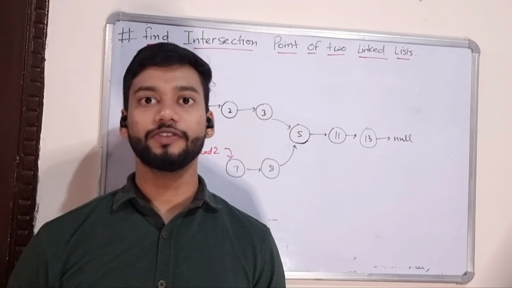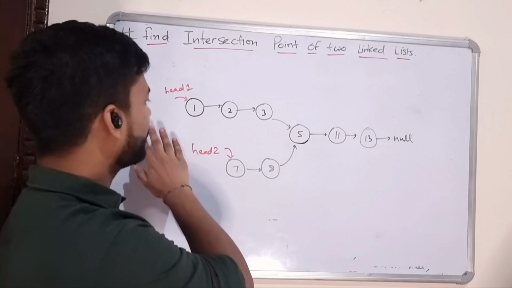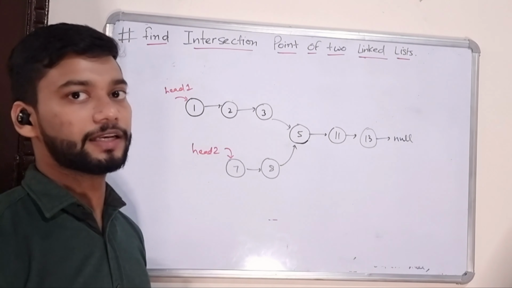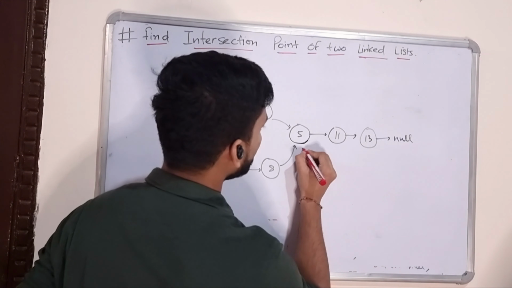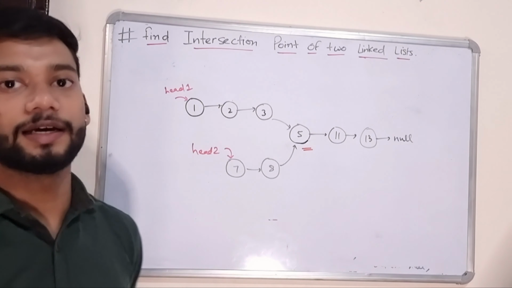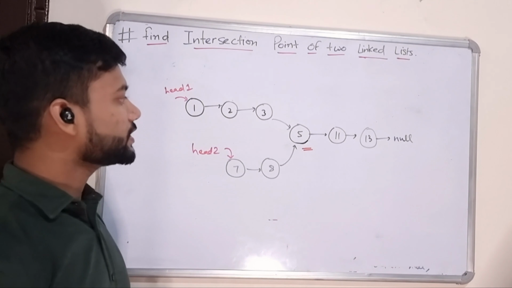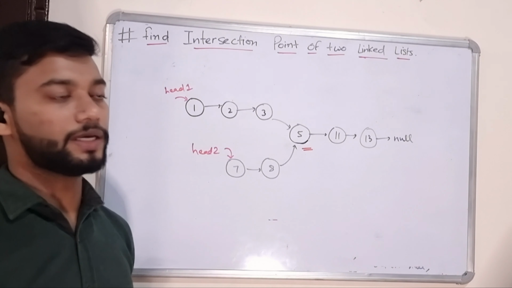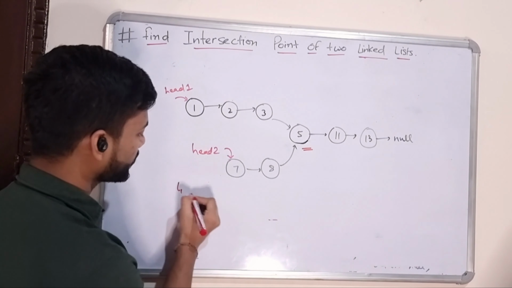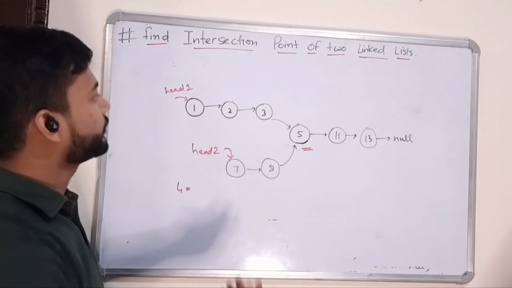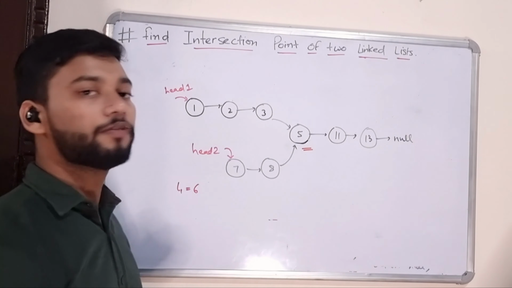To find the solution of this problem, first let's try to understand what we need to implement. We are given two head pointers of two different linked lists, and we need to find the first common node of these two linked lists. That will be our intersection point. To find the first common node, first we will calculate the length of the first linked list. Let's suppose it is L1. So the value of L1 will be 6, which is the length of the first linked list.